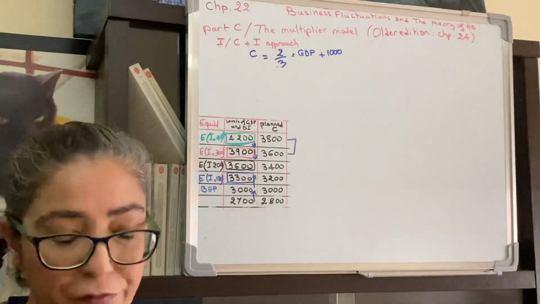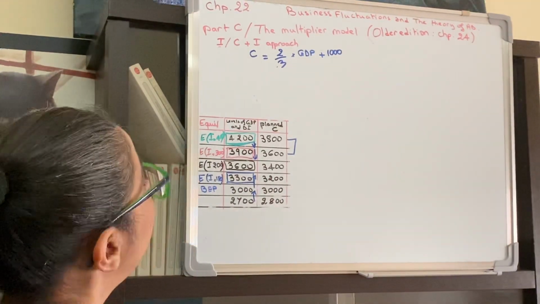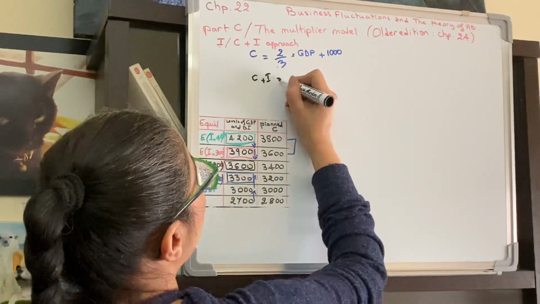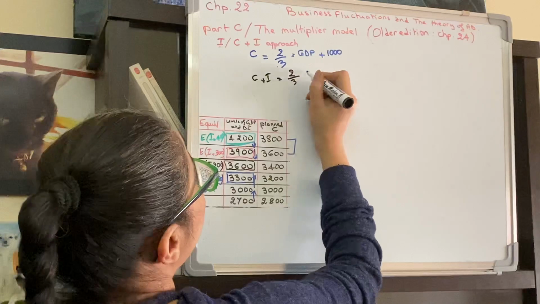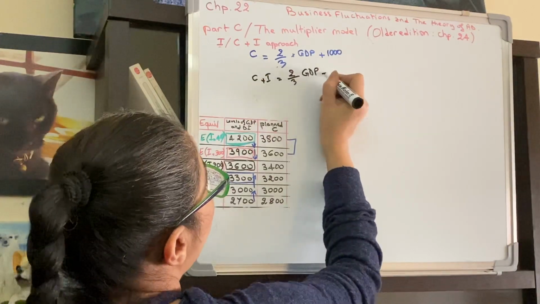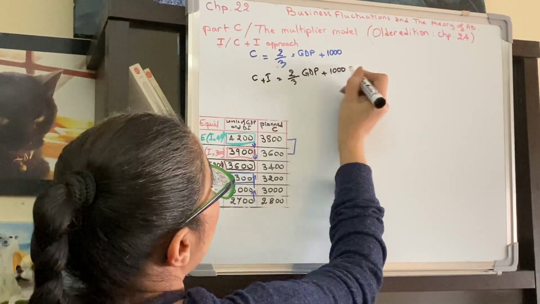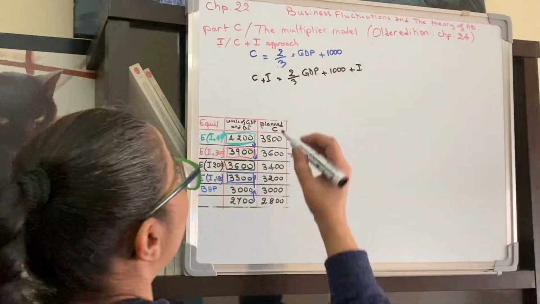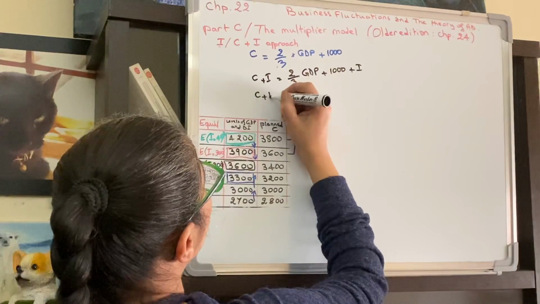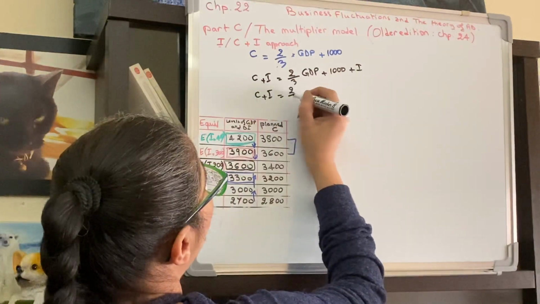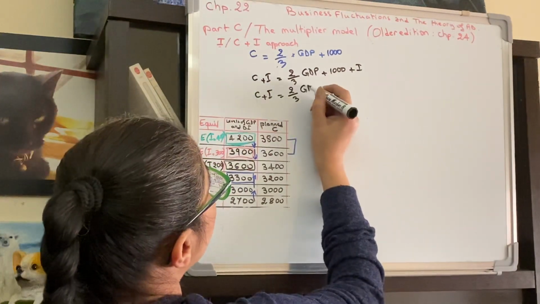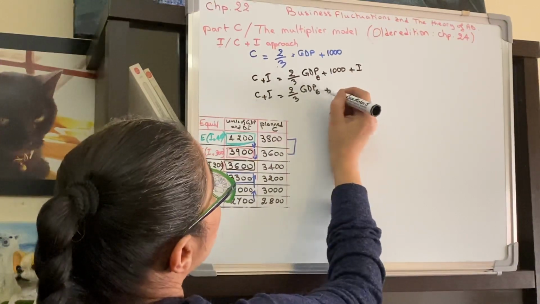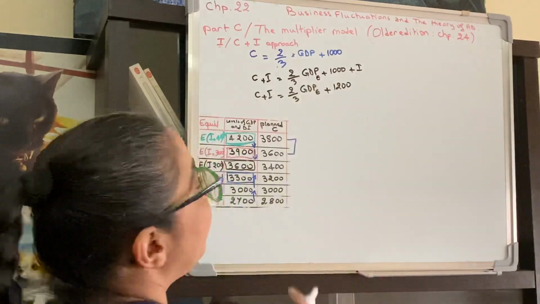We're going to start with the first one. So, C plus I is going to be equal to 2 over 3 GDP plus 1,000 plus I. I simply added the I. So C plus I is equal to 2 over 3 GDP. This is at equilibrium, okay? Plus 1,200. Clear?